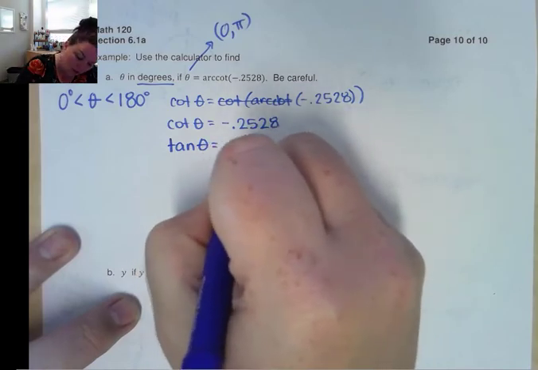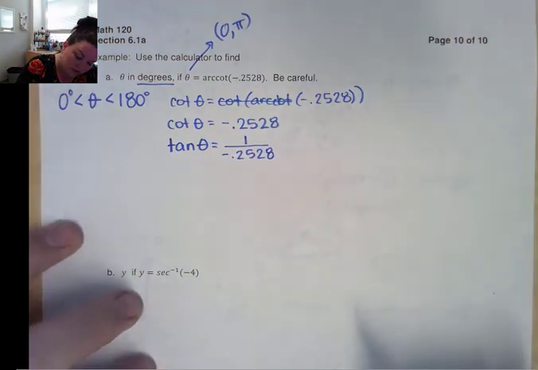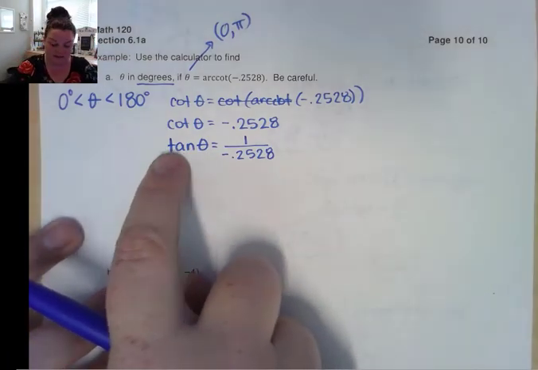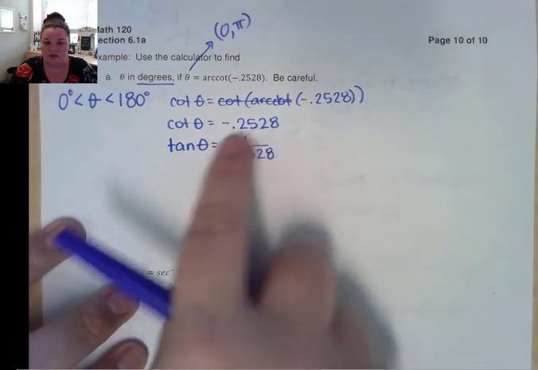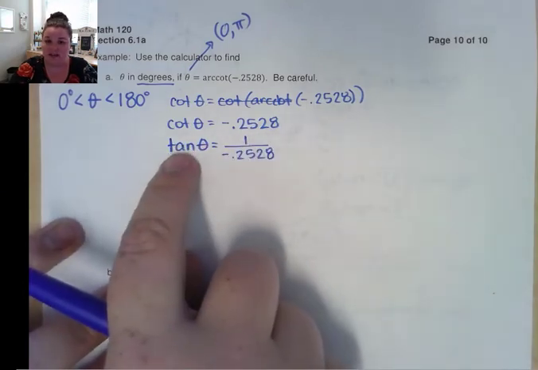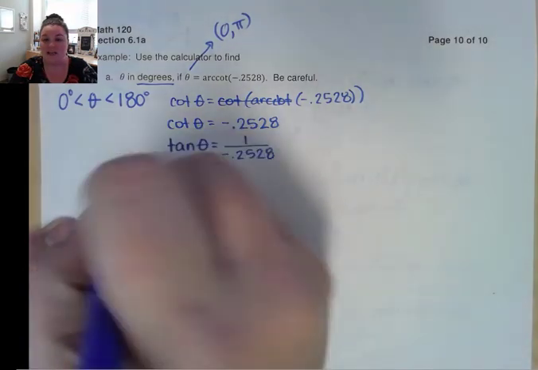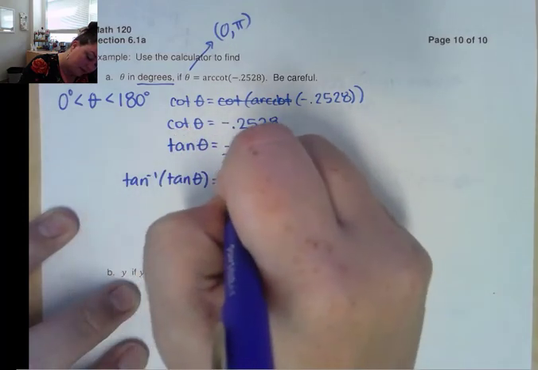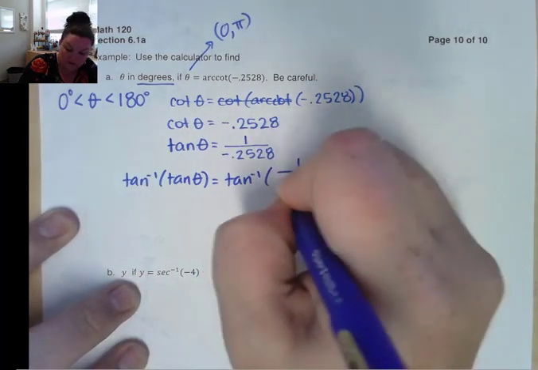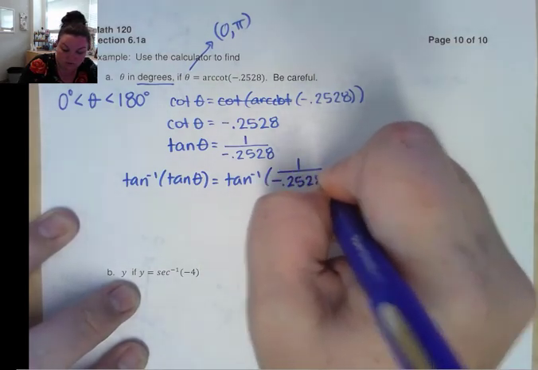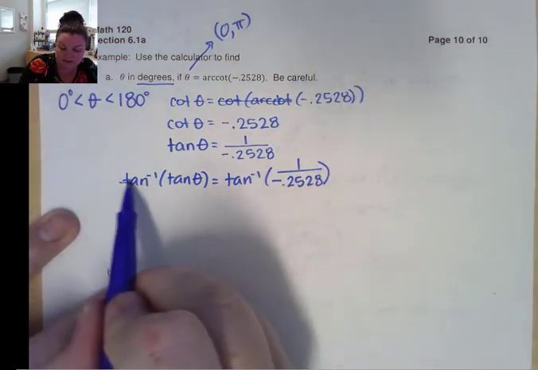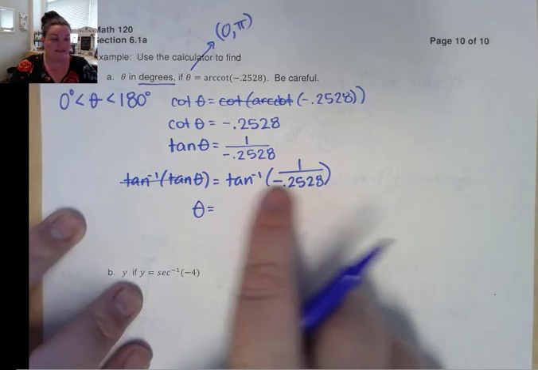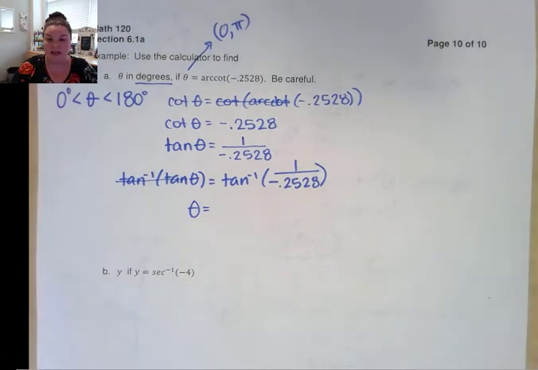So I could write this as 1 over negative 0.2528, and now I can solve it for theta. To get rid of the tangent so that I can plug this into my calculator, I need to take the tangent inverse of both sides. So tangent inverse of tangent theta is equal to tangent inverse of 1 over negative 0.2528. This side they cancel, and on the other side, tangent inverse is something I can plug into my calculator.